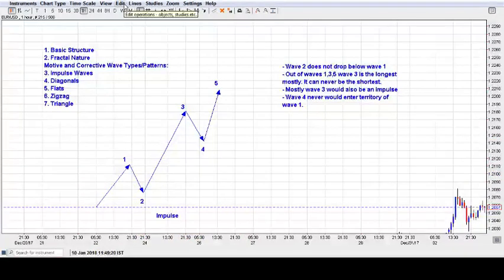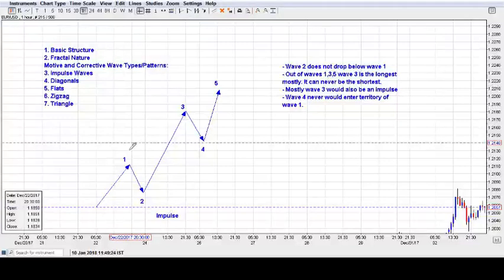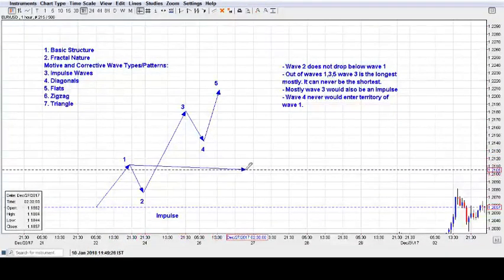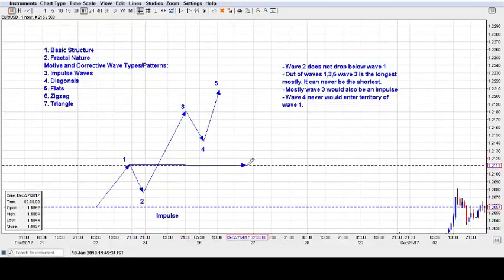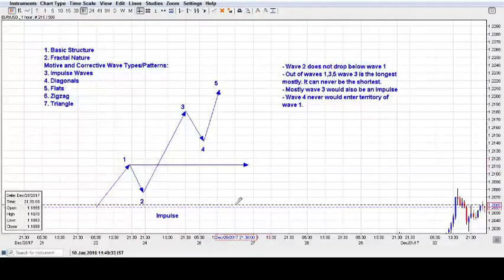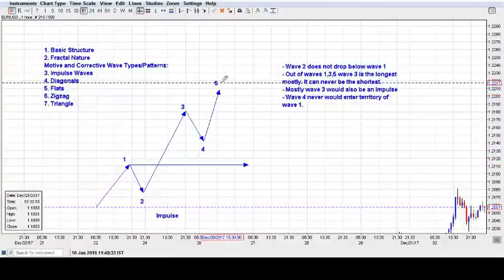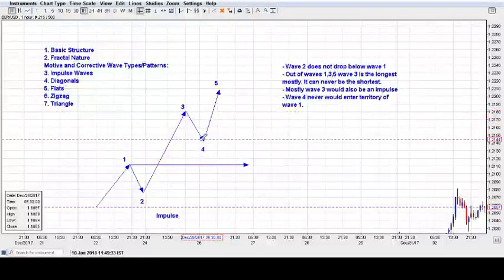That is, if you have a high at a certain point, the termination point of wave 1, prices would not come near or touch that high. They would reverse before that. That's the property of wave 4.